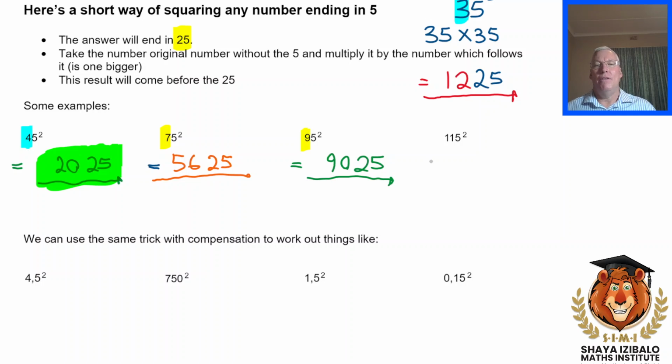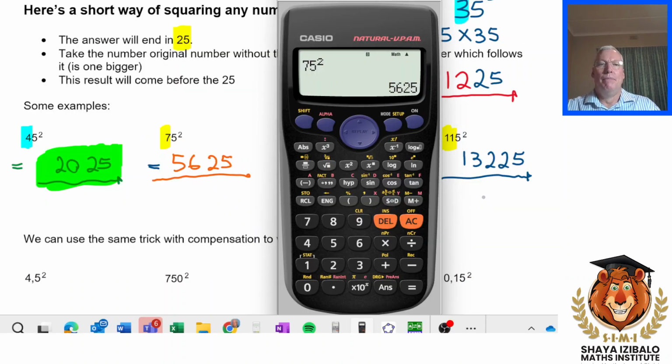Right, we can even have more than one digit here. 115 squared. It's going to end in 25. What is 11 multiplied by the number 1 bigger than 11? What is 11 times 12? We're not sure if you've learned all your times tables up to there, but 11 times 12 is 132. So 115 squared is 13,225. Let's just check it. 115 squared. There it is, 13,225.